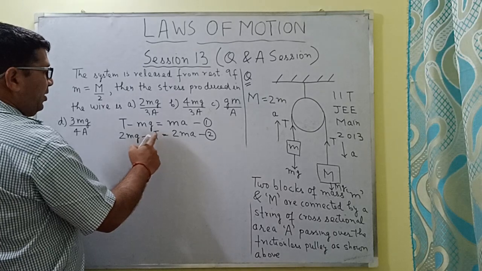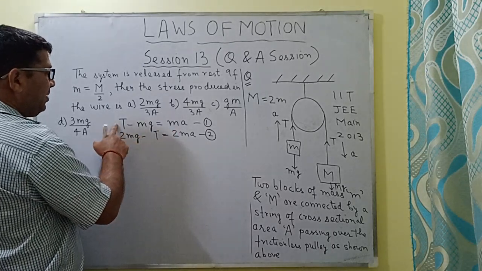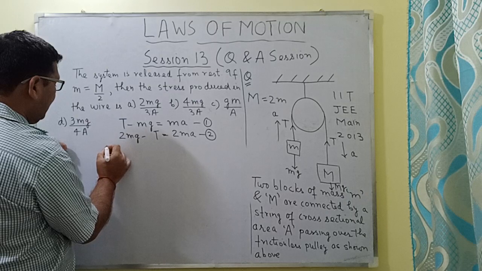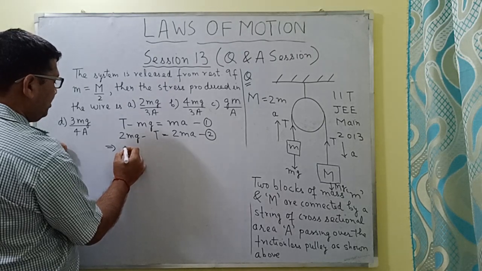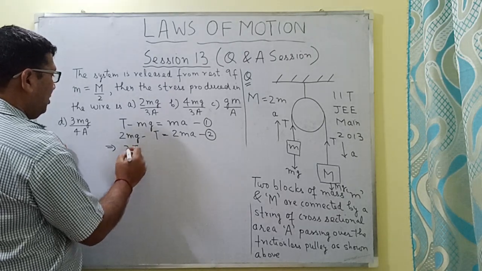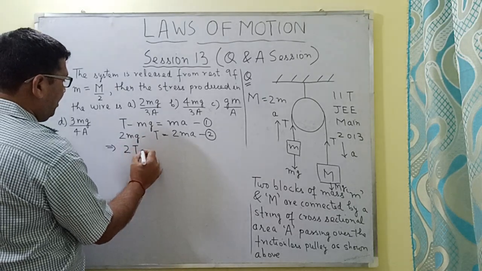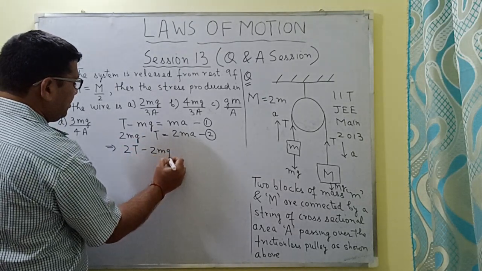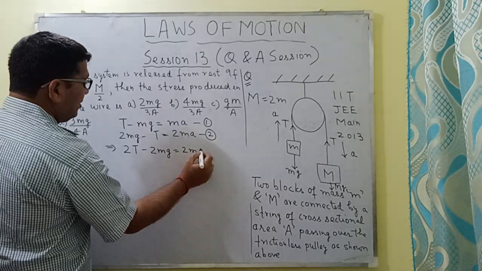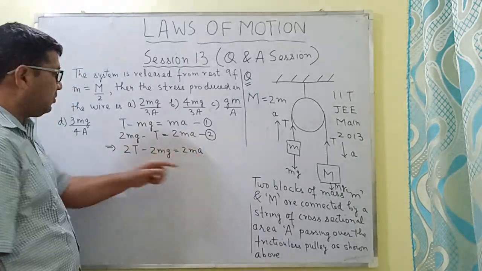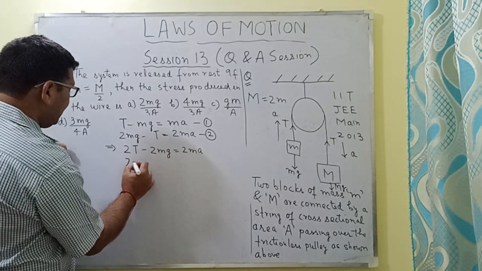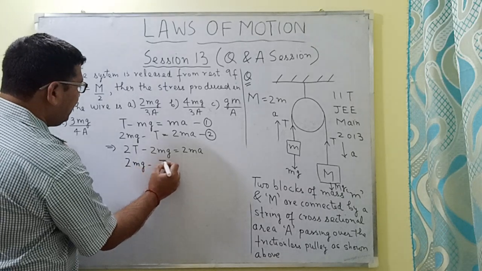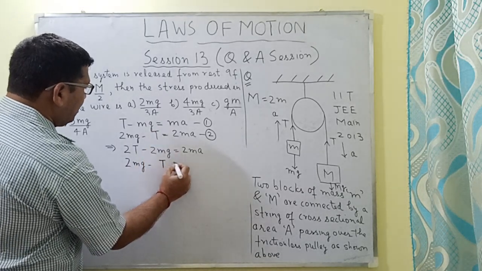Now what I will do is I will just multiply this equation 1 by 2. So what I will be getting is 2T minus 2mg is equal to 2ma. What I have done is I have multiplied this equation 1 by 2, and the second equation I will keep as it is: 2mg minus T is equal to 2ma.